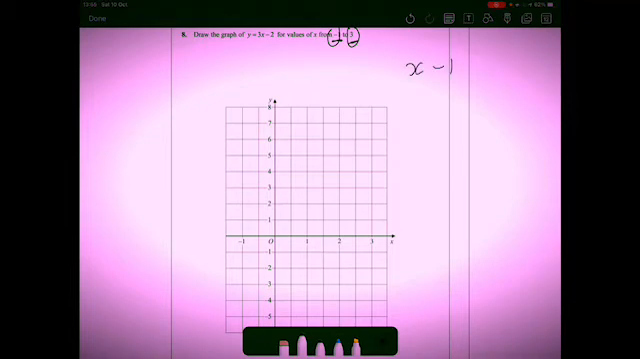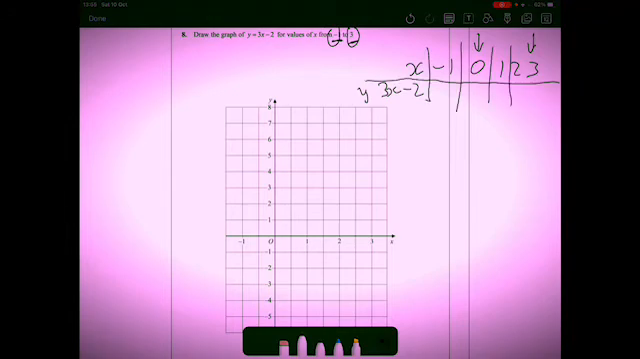We know we're going to be doing a little table like this, maybe -1, 0, 1, 2, 3. The easiest values probably to work with are the 0 and the largest number itself here, so you can kind of get all your points on a line. We're working with y equals 3x, take away 2. So I'm going to have 3 lots of 3, which is 9, subtract 2, which is 7. The next column there, or the 0 column, 3 lots of nothing is nothing, take away 2 is -2.